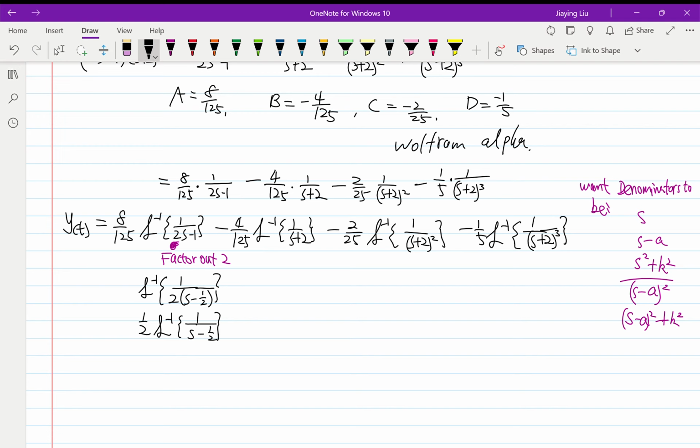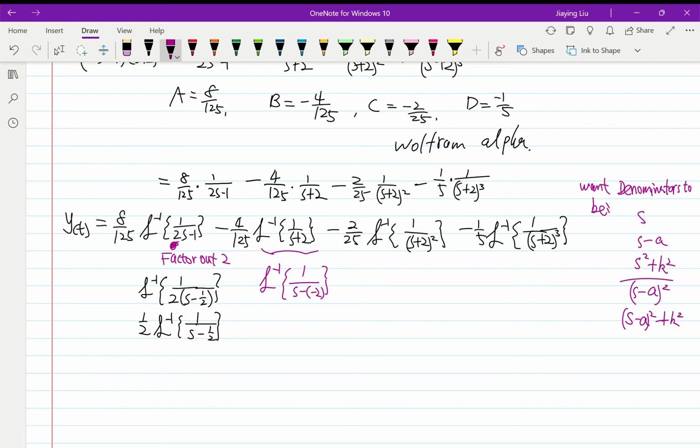Now this is good because this is the s minus a in the denominator. What about the middle term? Well, the middle term is, like I said, pretty close. Even though we have s plus 2, we have seen this, we can just treat it as inverse Laplace of 1 over s minus a negative 2. There's not much manipulation we need to do, just one small manipulation there. Okay, what about the next one?